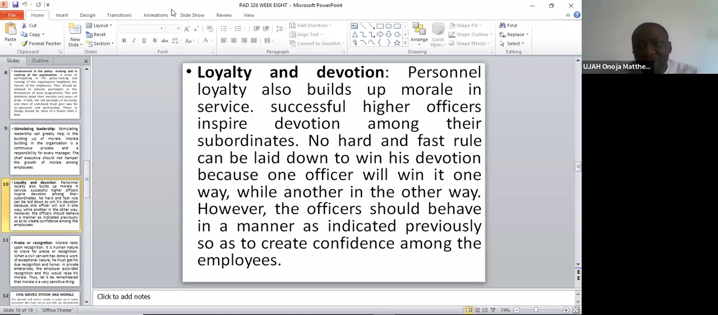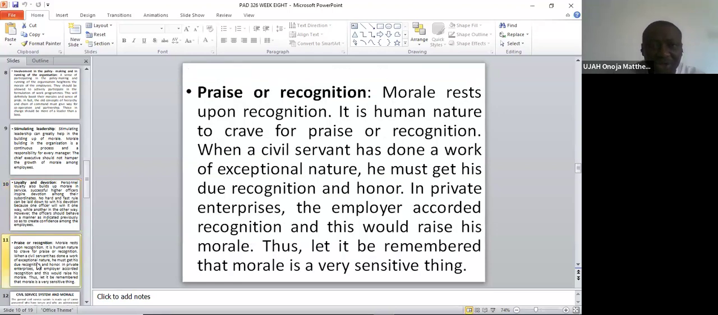So the needs are endless, and the relevance of it cannot be overstated, owing to the fact that everybody wants to be carried along, everybody wants to feel important. And when you accord them that respect, they conform to a high level of loyalty and discipline within such a system. It cannot be overstated when one talks on the relevance of morale within an organization.